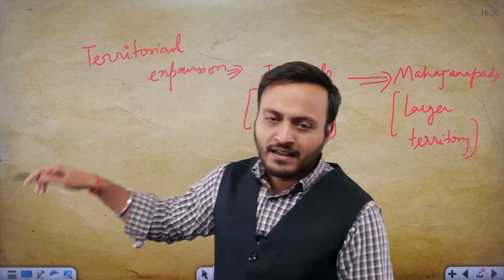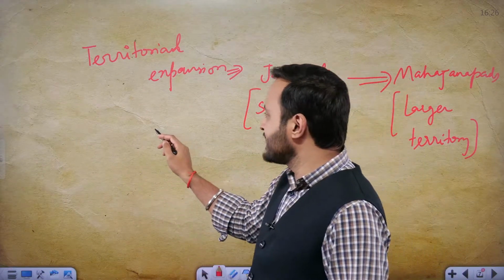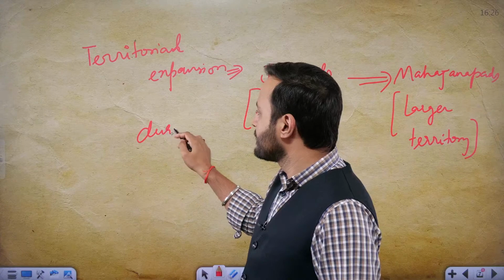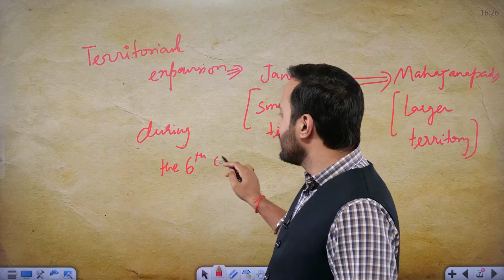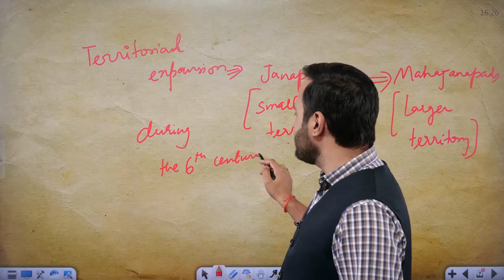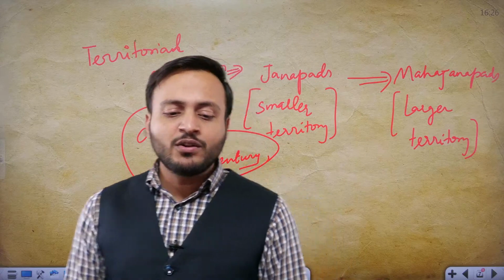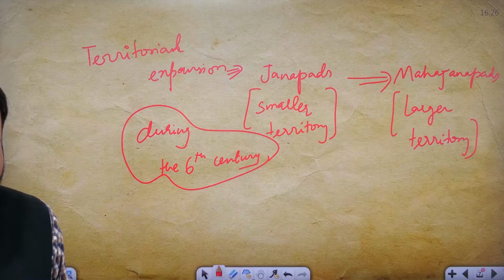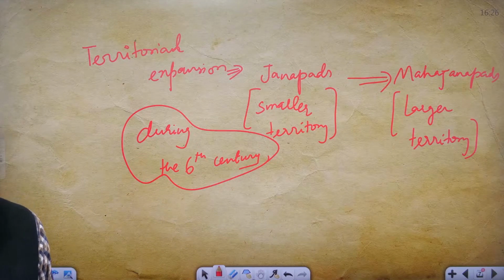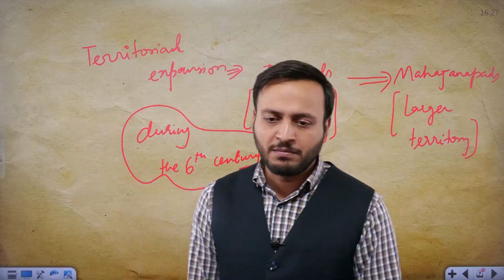And this entire group of events is happening during the 6th century BC. Remember that it is the similar time period when simultaneously two different types of things were taking place. The one was the development of the religious movements, and the second one was the development of Mahajanpadas.